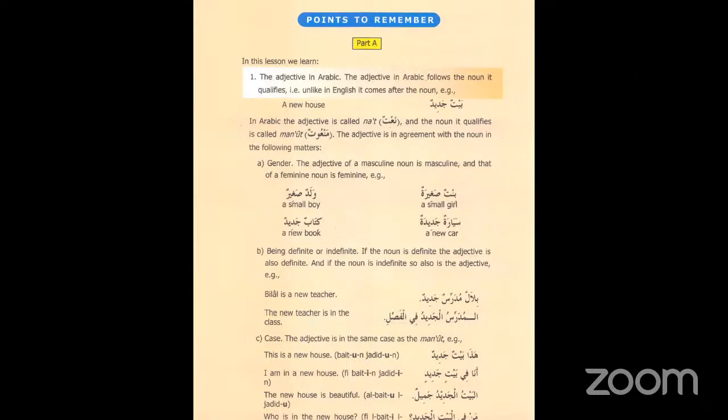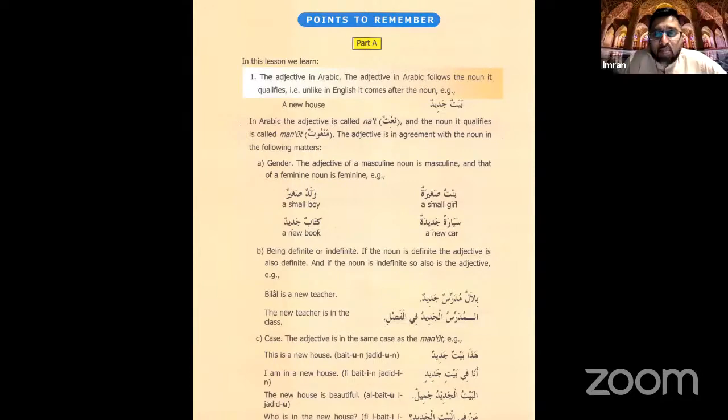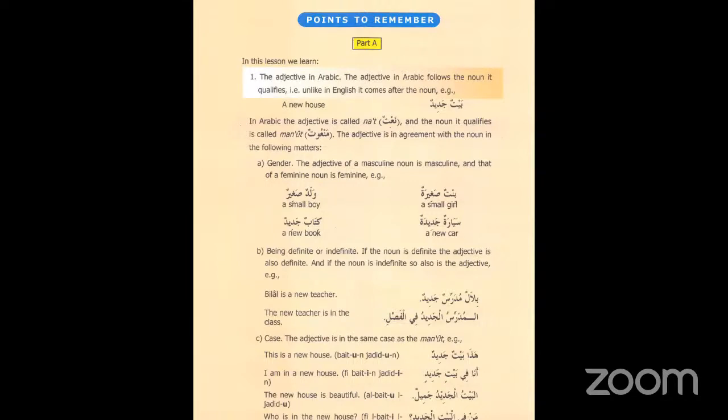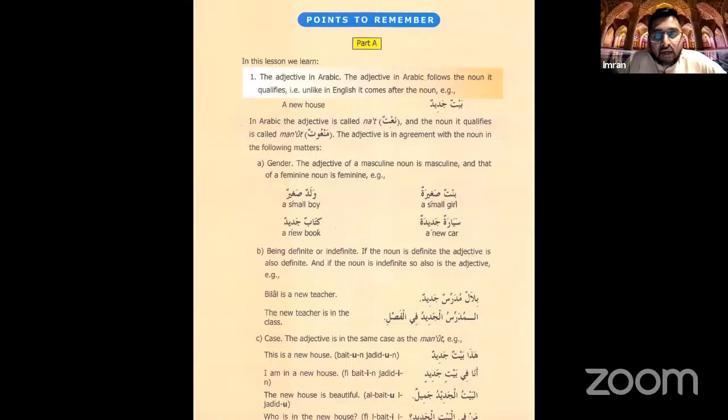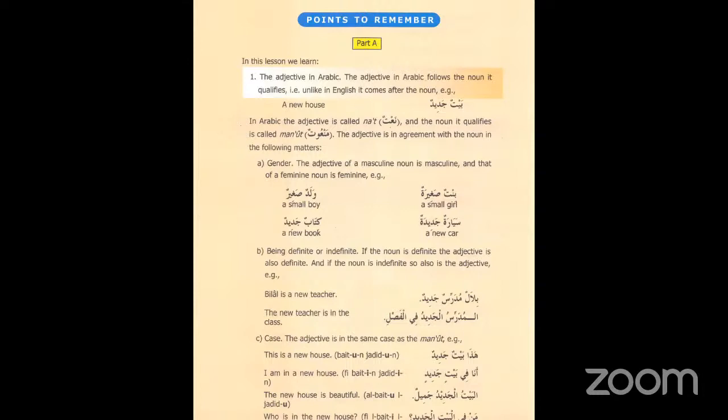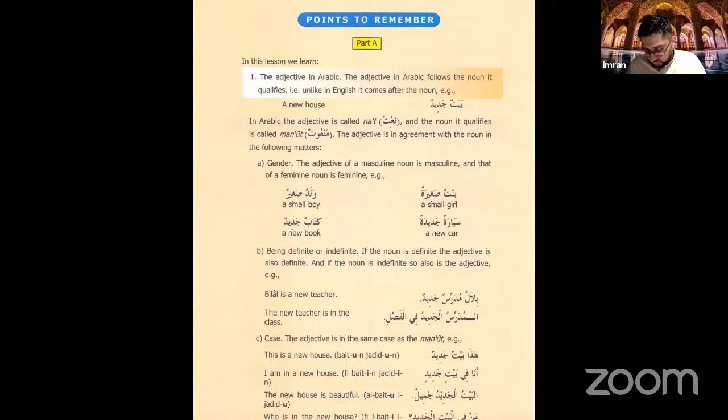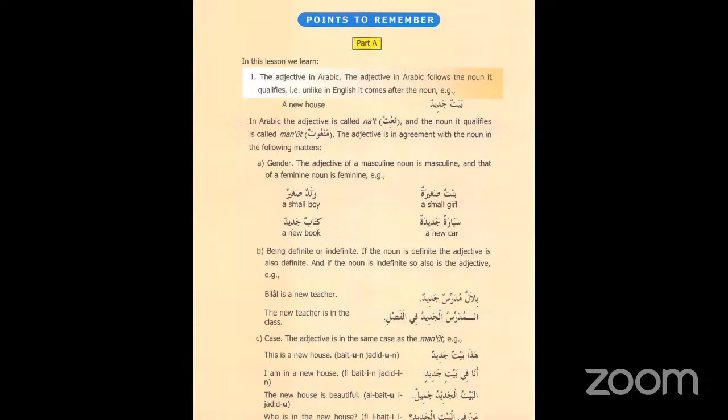The adjective is in agreement with the noun in the following matter. Gender. The adjective of a masculine noun is masculine, and that of a feminine noun is feminine. Example. Bintun saghiratun. Maryam, translate now. What does it mean in English? A small girl. Correct. Next one. Waladun saghirun. A small boy. Sayaratun jadidatun. A new car. Kitabun jadidun. A new book.